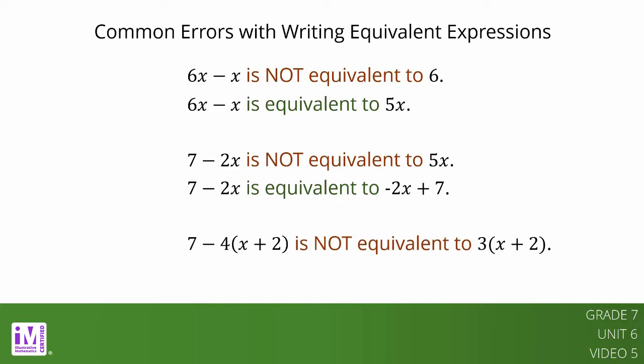7 minus 4 times the quantity x plus 2 is not equivalent to 3 times the quantity x plus 2. The expression tells us to subtract 4 copies of an amount from 7, not to take 7 minus 4 copies of the amount. This expression is equivalent to 7 minus 4x minus 8, because we can apply the distributive property to expand the expression.